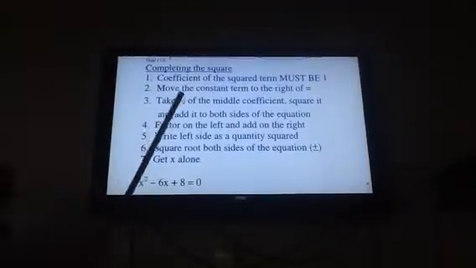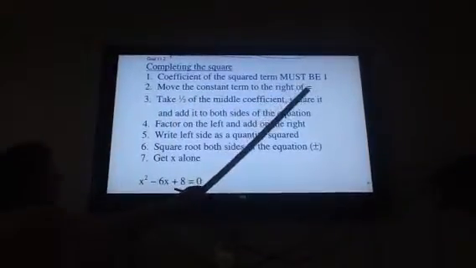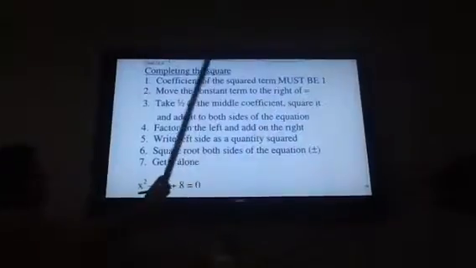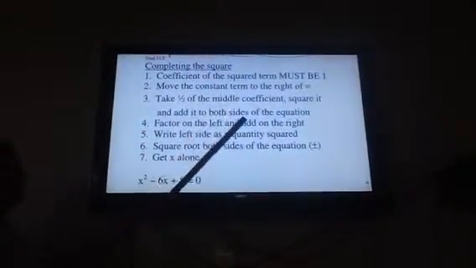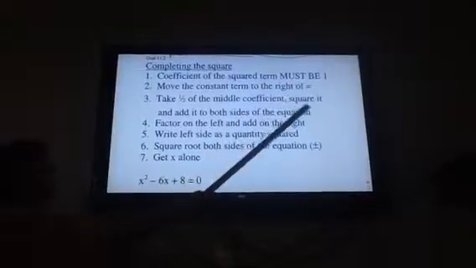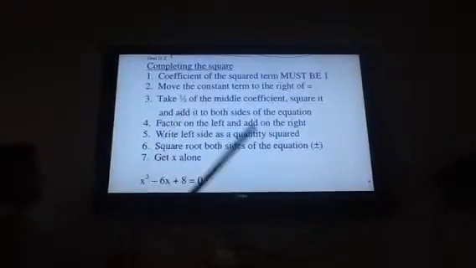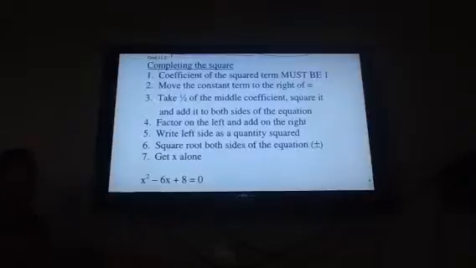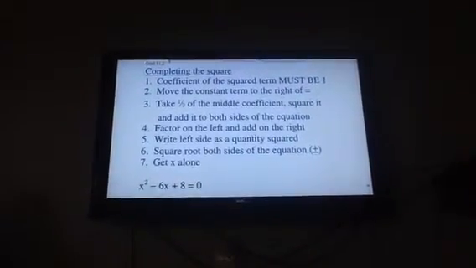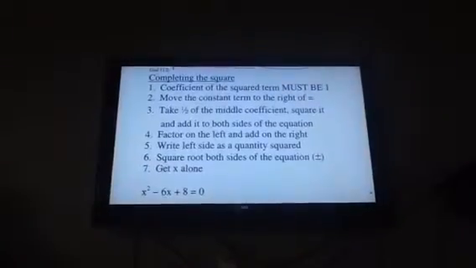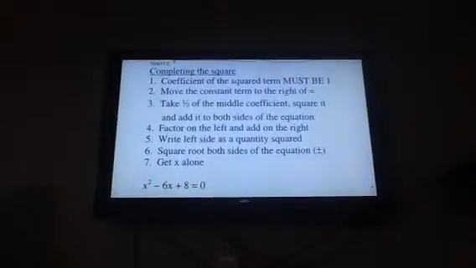Then you're going to move the constant term to the right side of the equals. Then we're going to take half of the middle coefficient, square it, and add it to both sides of the equation, because you've got to keep the equation balanced. What you do to one, you do to the other. I'm going to write that out as I do it, but some of you, as you do these, will pick it up quickly. You won't have to write it. You'll just do it, okay?